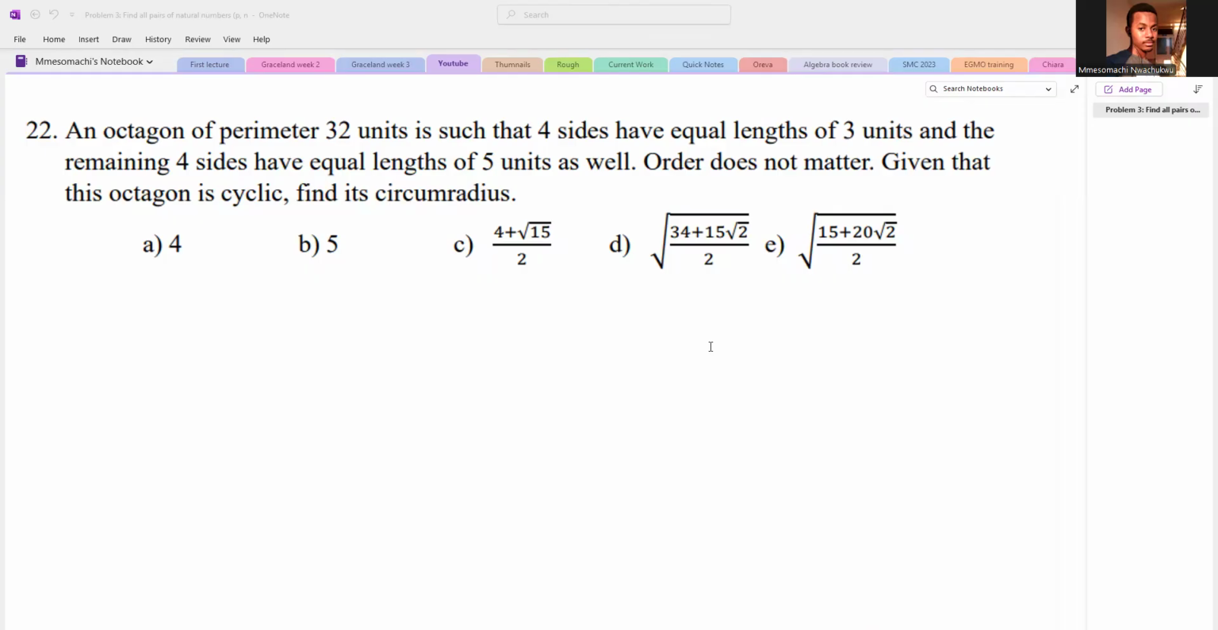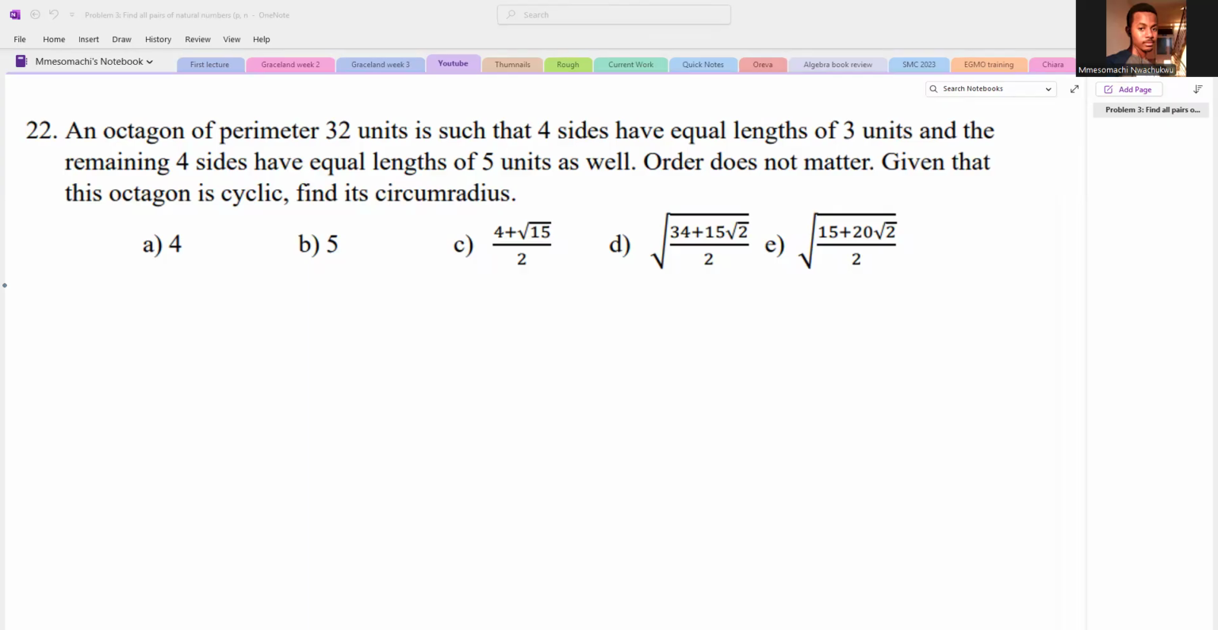In this video, we'll be looking at the 22nd problem from the Special Maths Contest 2023 first round. So let's go into this question. It says an octagon of perimeter 32 units is such that four sides have equal lengths of 3 units and the remaining four sides have equal lengths of 5 units as well. Order does not matter. Given that this octagon is cyclic, find its radius.